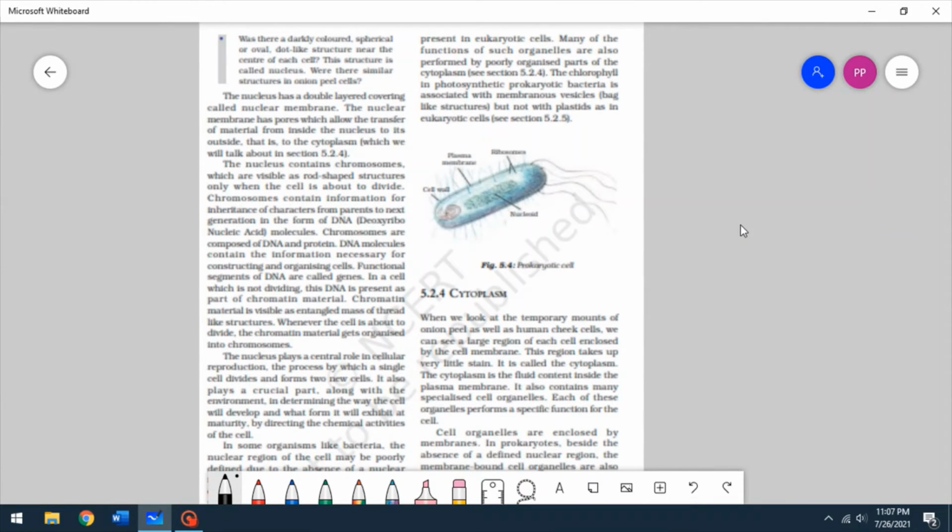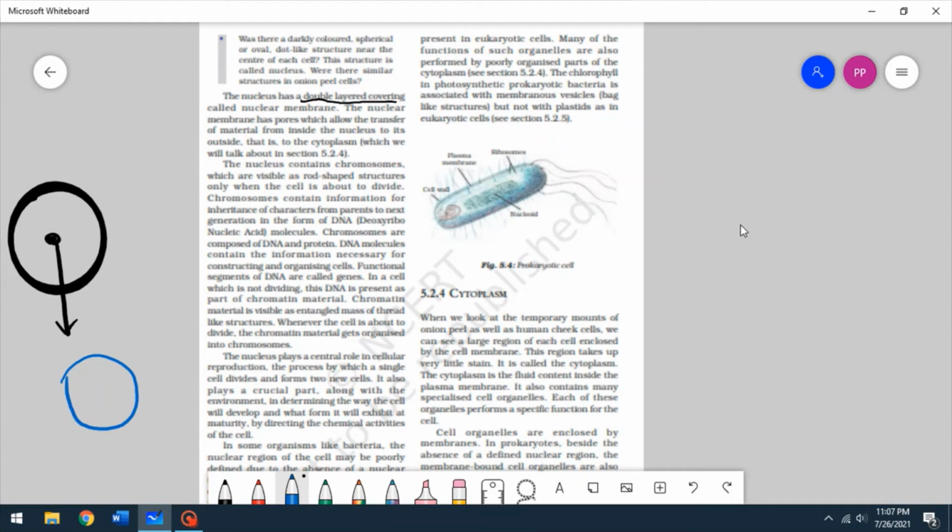So the nucleus has a double layered covering called the nuclear membrane, and it has pores which allow the transfer of material from inside the nucleus to its outside, that is to the cytoplasm. Those are called nuclear pores. Okay, so if this is a cell, if this is a nucleus, we're going to talk about that region in specific now. So it has two membranes called the nuclear membranes.